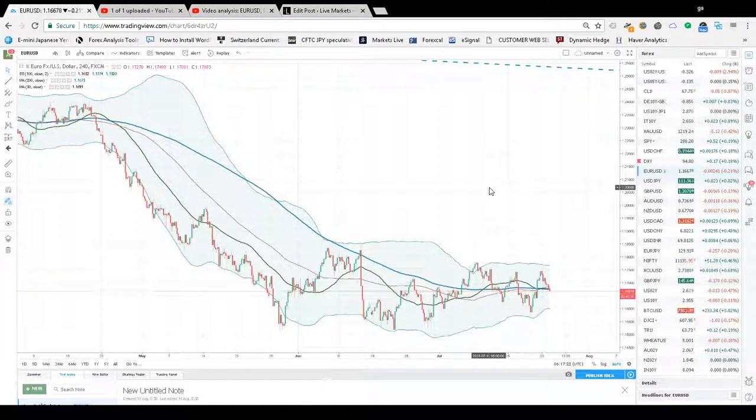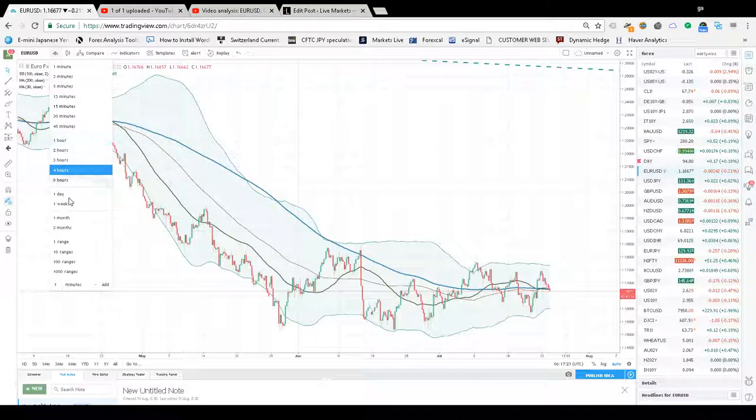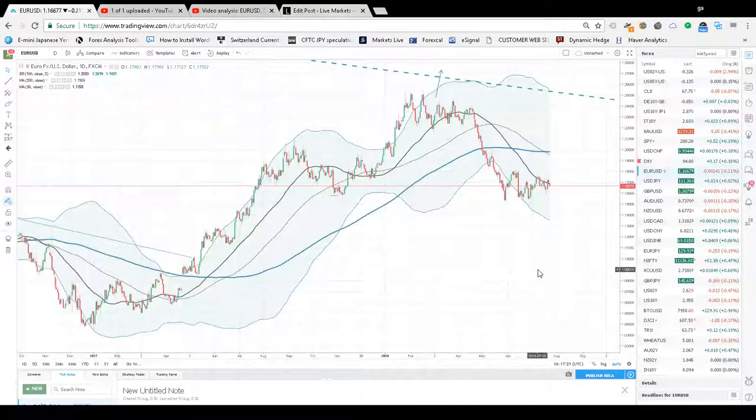The model will start lightening up at about 1.14. But will that be the final target of the euro dollar? We don't think so. We think this is going down to 1.1 or 1 point, even below that.